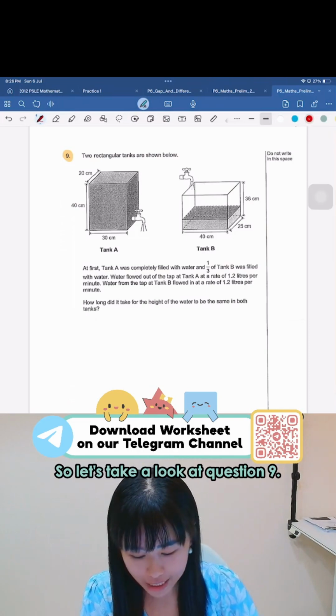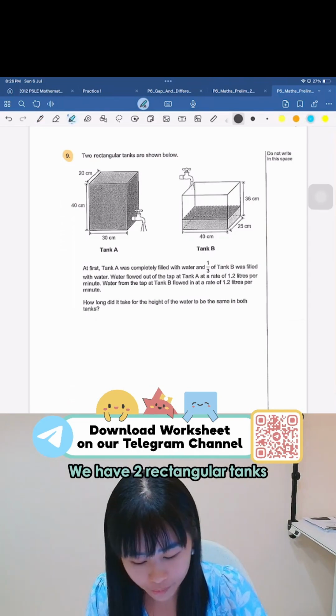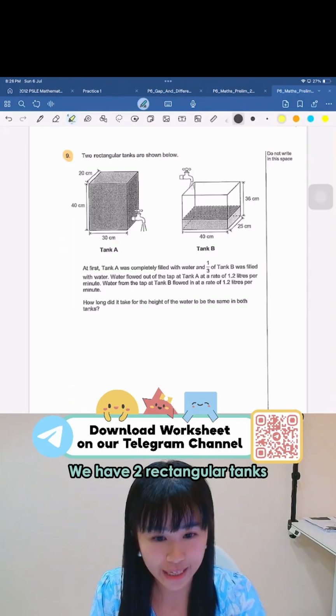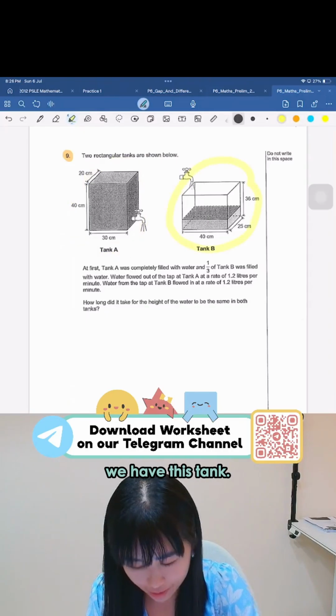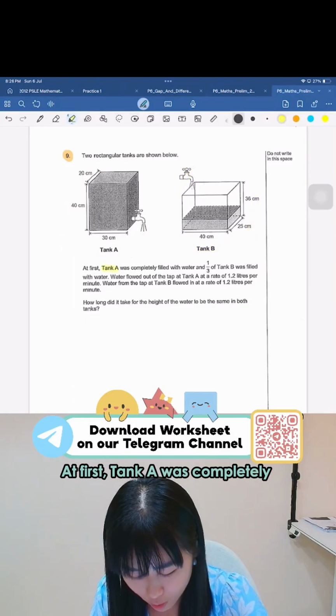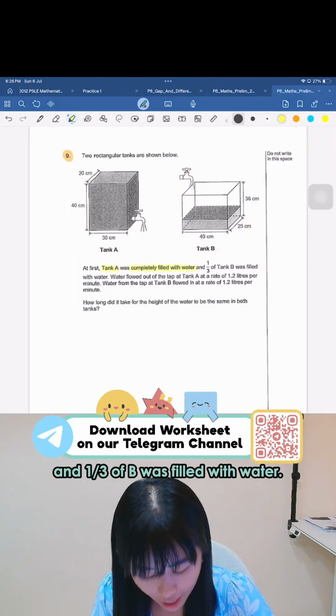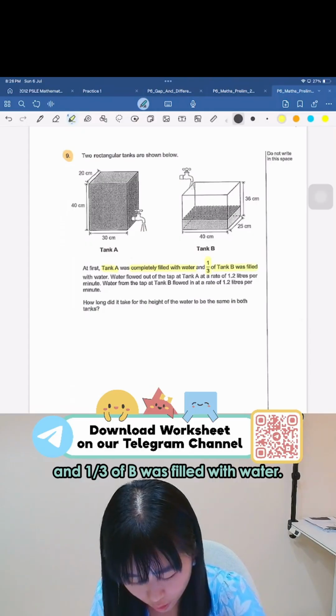Okay, so let's take a look at question 9. We have two rectangular tanks shown below. This is the tank, and also we have this tank. At first, tank A was completely filled with water, and 1/3 of B was filled with water.